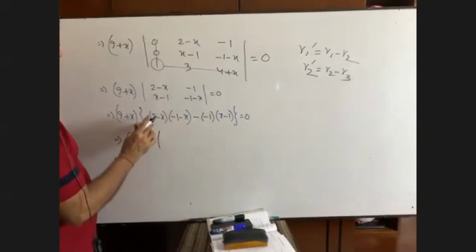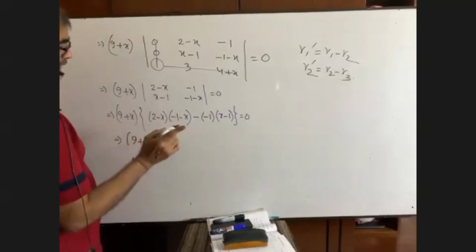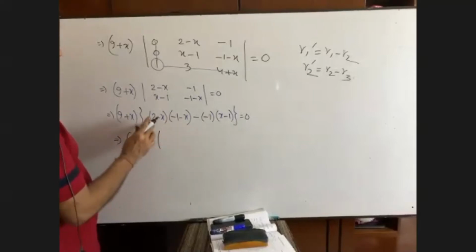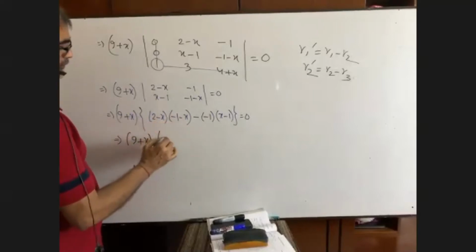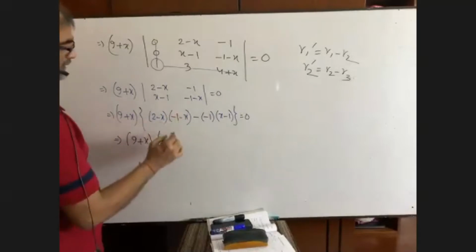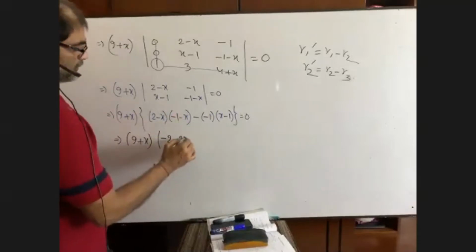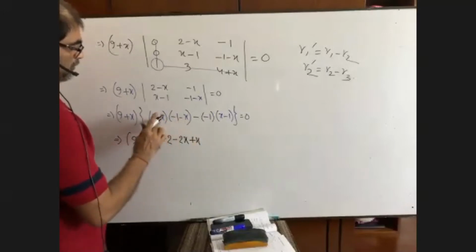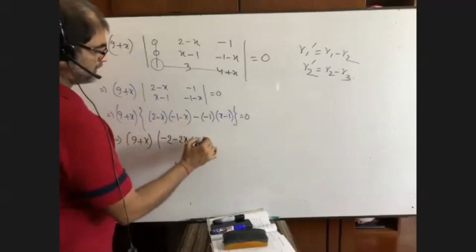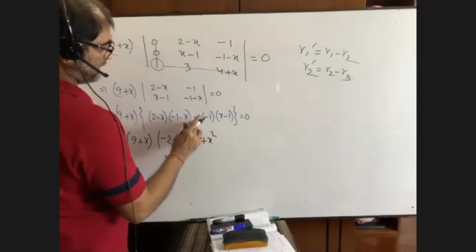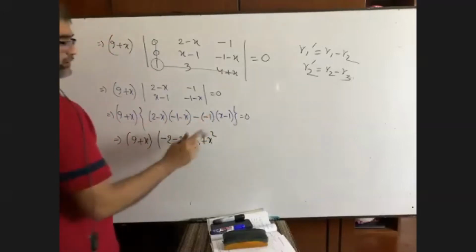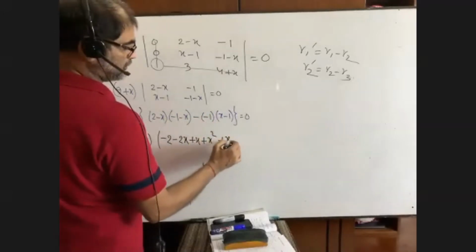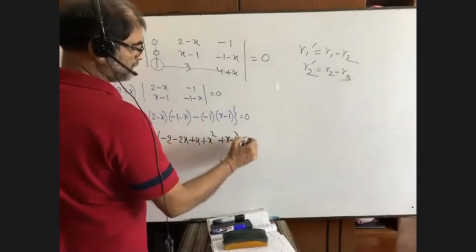It is what? 2 into minus 1. Be alert during multiplication. 2 into minus 1, minus 2. 2 into minus x, minus 2x. Minus x into minus 1, that is plus x. Minus x into minus x, that is plus x square. Minus minus plus, that is plus 1. So we are getting x minus 1. So it is equal to 0.